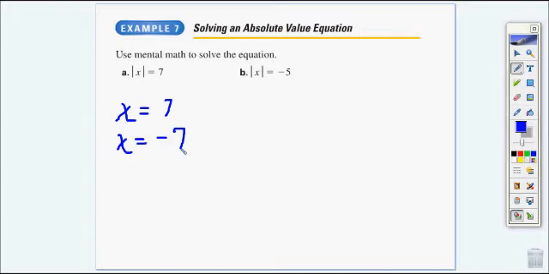The absolute value of x is going to equal negative 5. There is no solution to that because absolute value can never be a negative. So this one would have no solution.